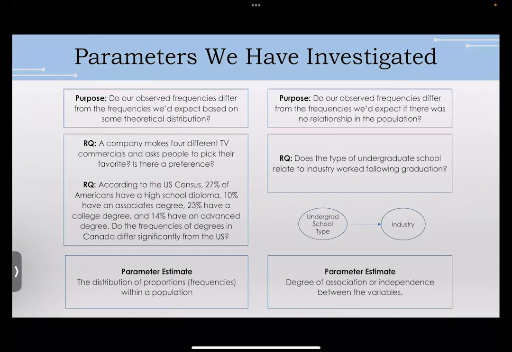We've also investigated two different types of parameters that involve categorical variables. Do our observed frequencies differ from some frequencies that we'd expect based on some theoretical distribution? Or do our observed frequencies differ from the frequencies we'd expect if there were no relationship in the population? That's all stuff that we wonder about in the population before we've ever designed a study.